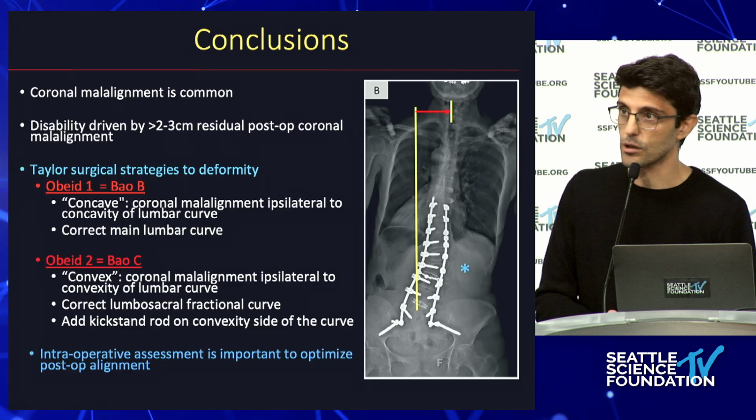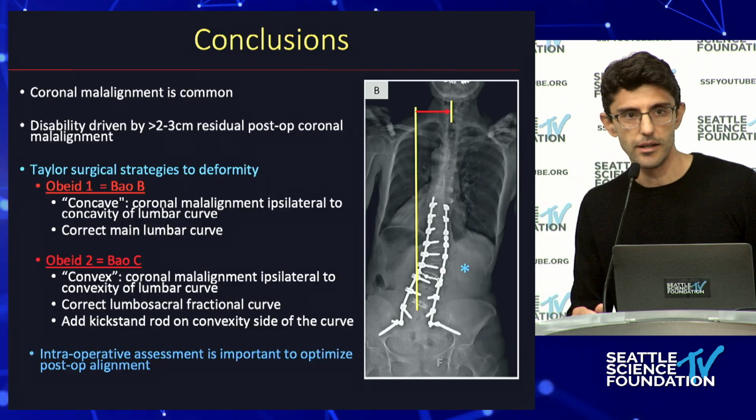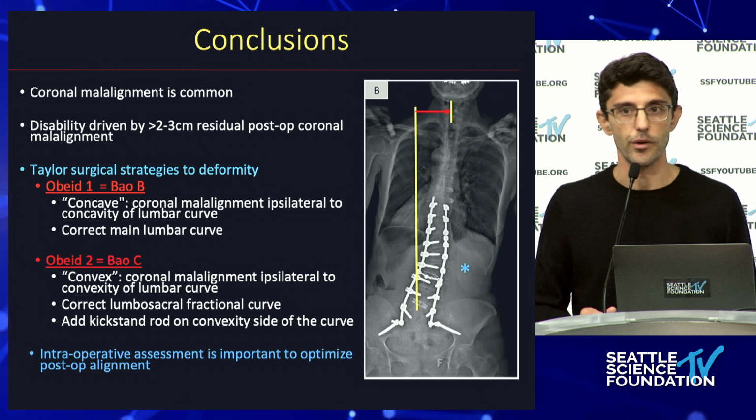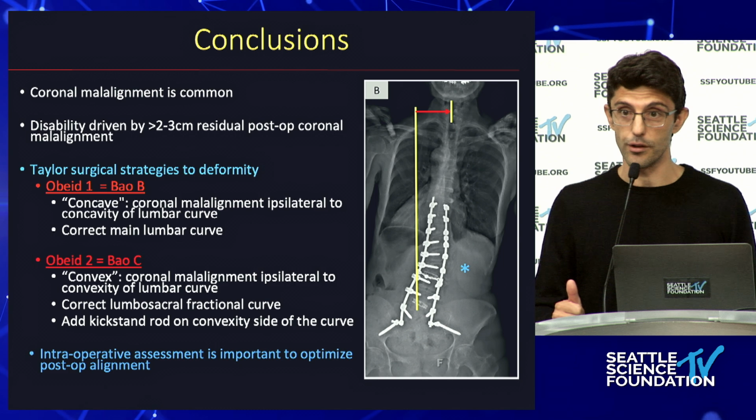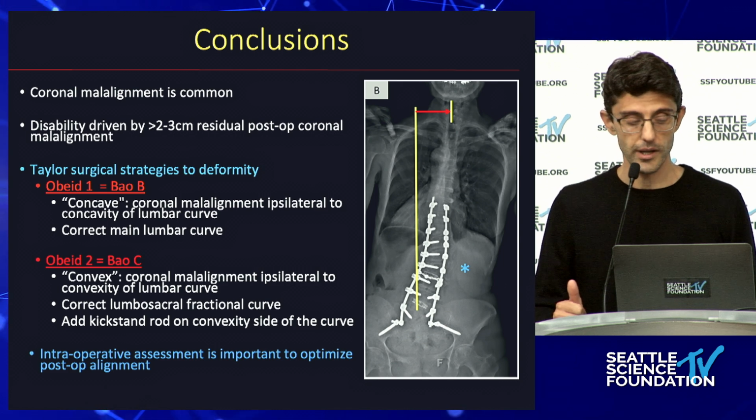So in conclusion, coronal malalignment is common. Disability, we believe, is driven by greater than 2 to 3 centimeters of residual post-op coronal malalignment. You need to tailor your surgical strategies to the deformity.